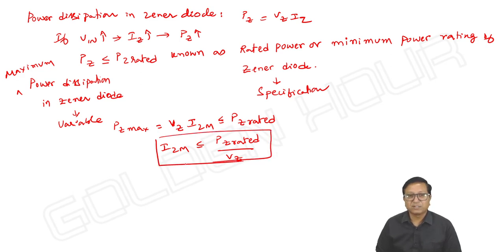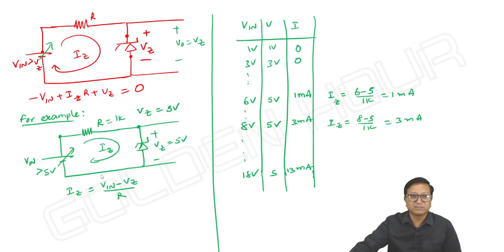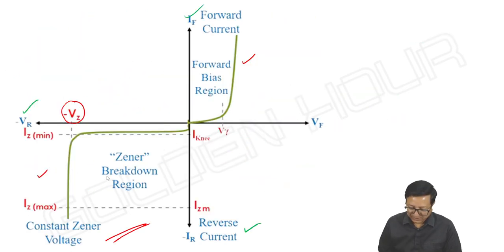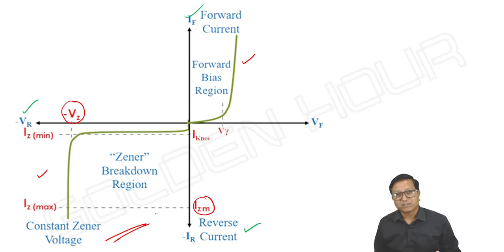Current through the Zener diode should not exceed this value, which is shown here. IZM, it is one specification. IZ maximum has its own limitation. If you apply the input such that the current through the Zener diode exceeds the rated maximum allowable current, then the power dissipation in the Zener diode exceeds its rated power and the Zener diode simply burns. So we should be careful. There is an upper limit for input.